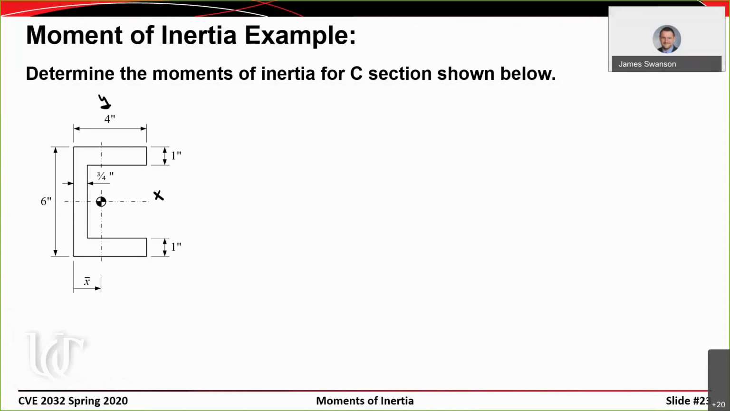So I think we worked this problem out when we were going through statics. In one of the example problems, we learned that the centroid of this section is at x bar equals 1.557. So that's a given value. We should be able to calculate that. You guys should be able to calculate it as well. So the goal of this is to find the moment of inertia I sub x and I sub y.